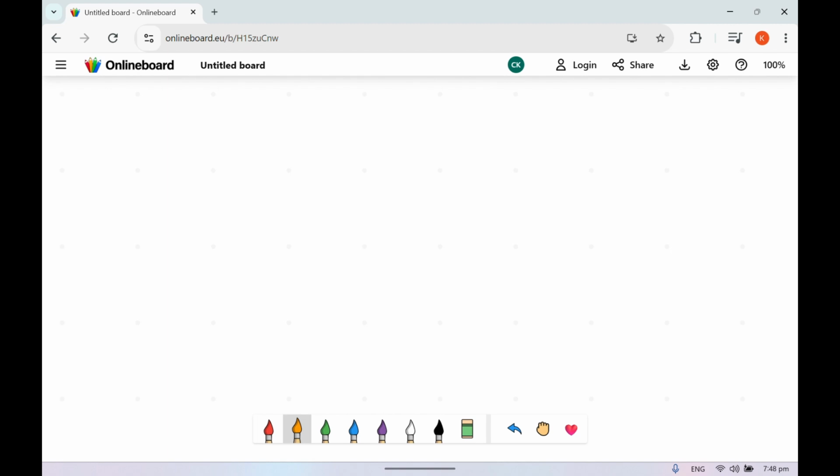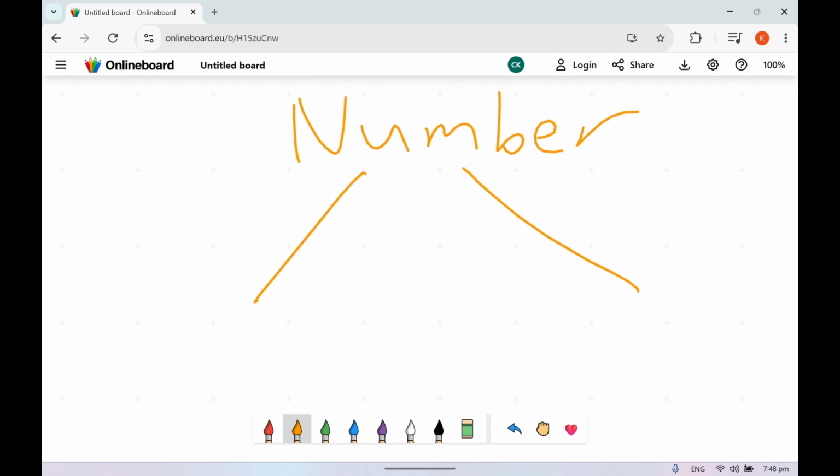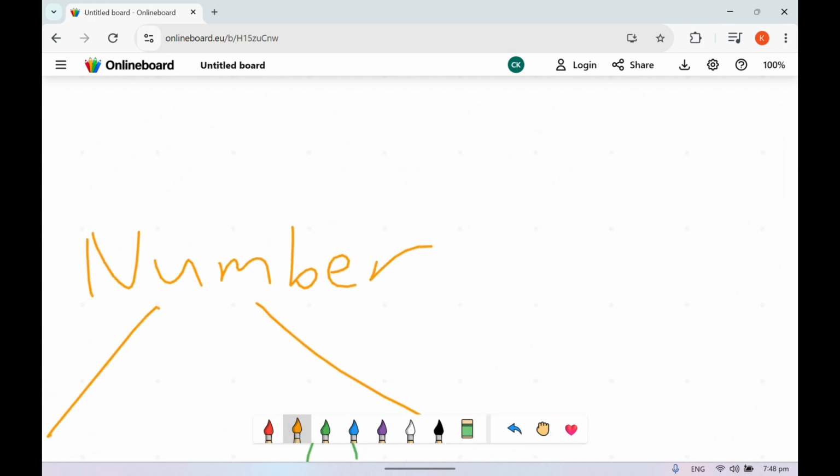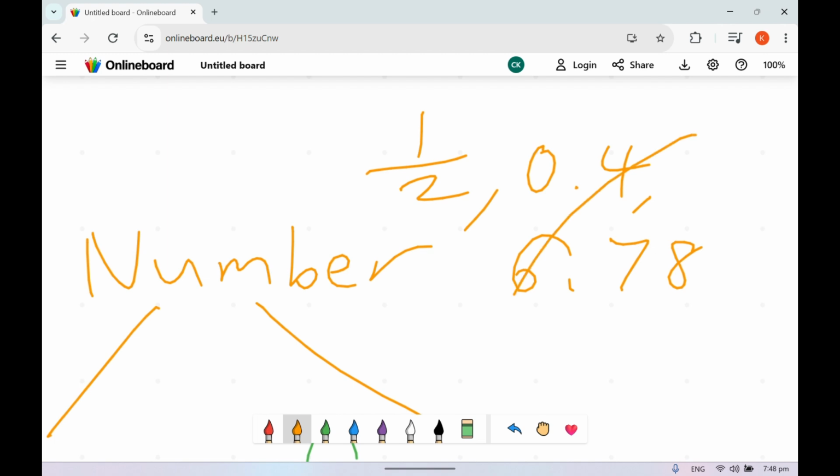Now, in the number world, there are only two types of numbers. Actually, there are some numbers that don't fall under either of these categories, but never mind. The prime number and composite number. Okay, two types. Now, when I say number, I only mean integers. That means if I have half, 0.46, 78, these are not part of the numbers. I'm talking about pure integers.